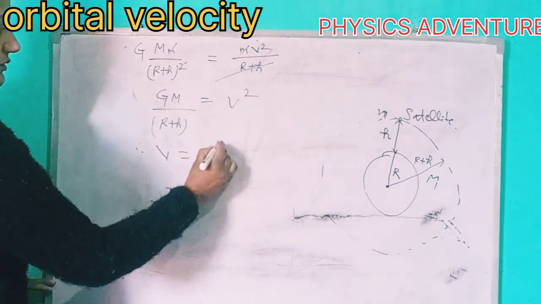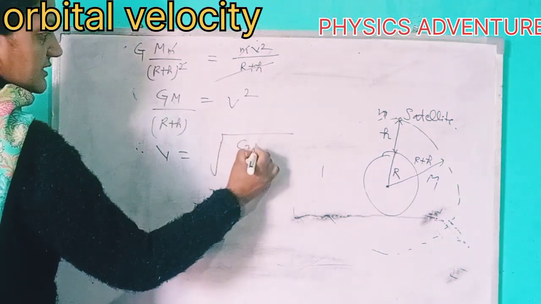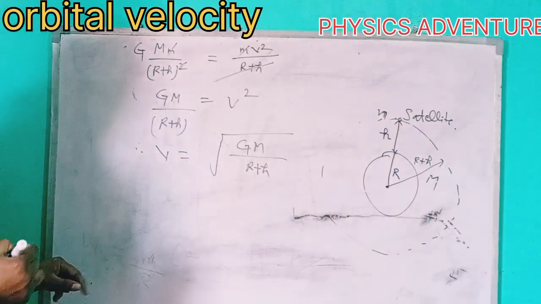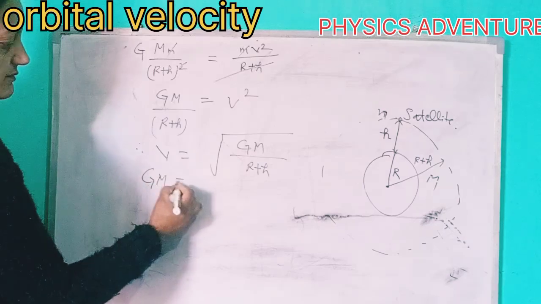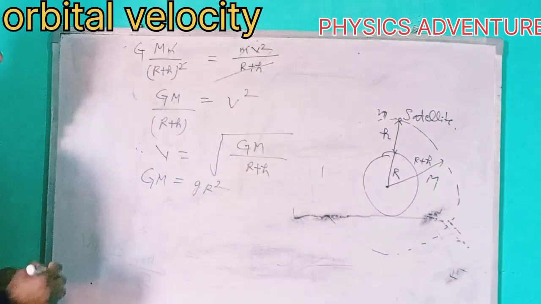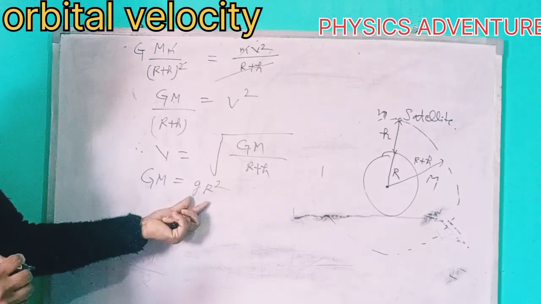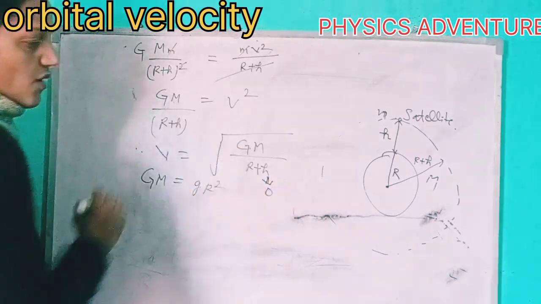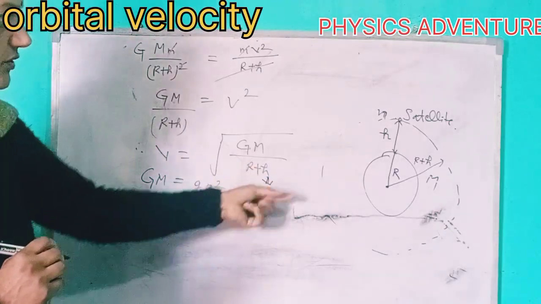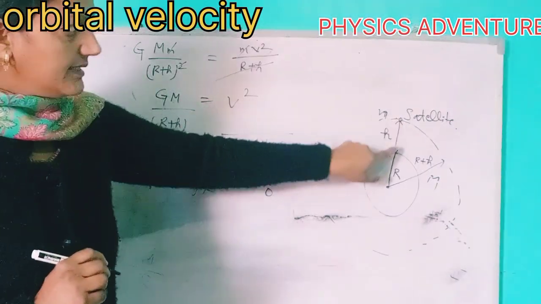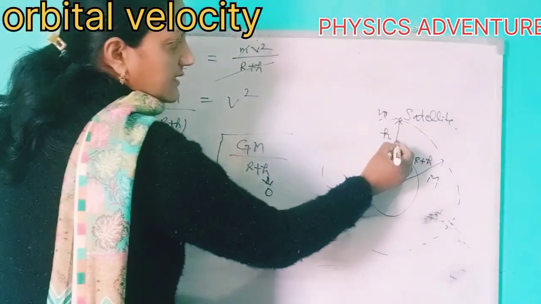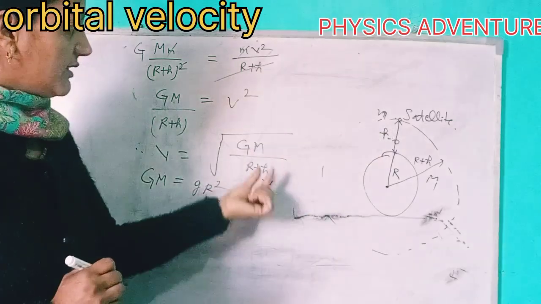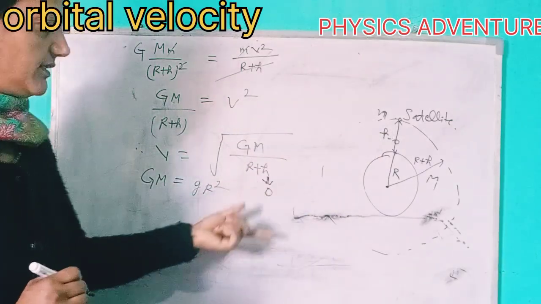Therefore v is equal to root of capital G M over (R plus h). Where G M is equal to small g R square, we can put the value of G M equal to small g R square here, and h will become equal to 0. Why will height become equal to 0? Because if we put this satellite very close to the Earth, there is a very low distance, so the height can be neglected, it can be 0.